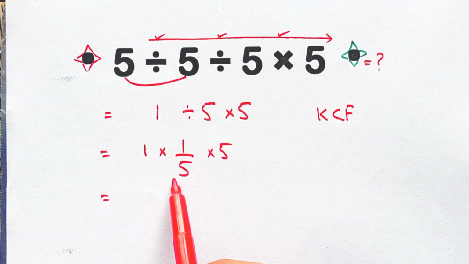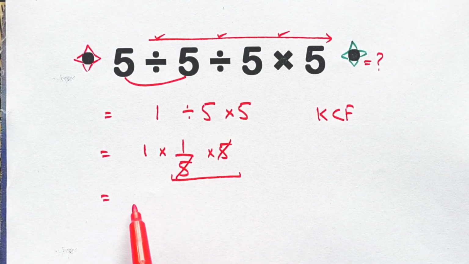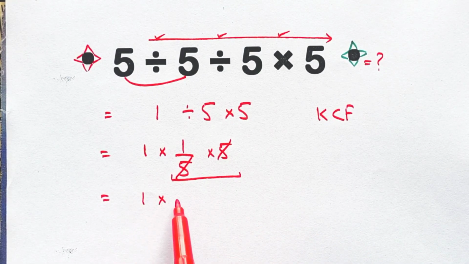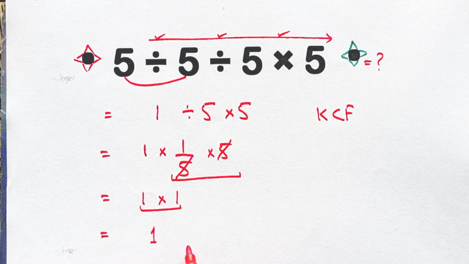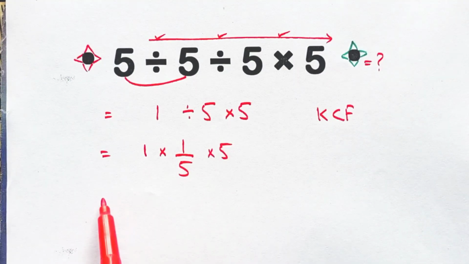Friends, now this 5 and this 5 will cancel out each other, which gives us just 1. Now 1 times 1 is also 1. Done. So our final answer to this problem is only 1.